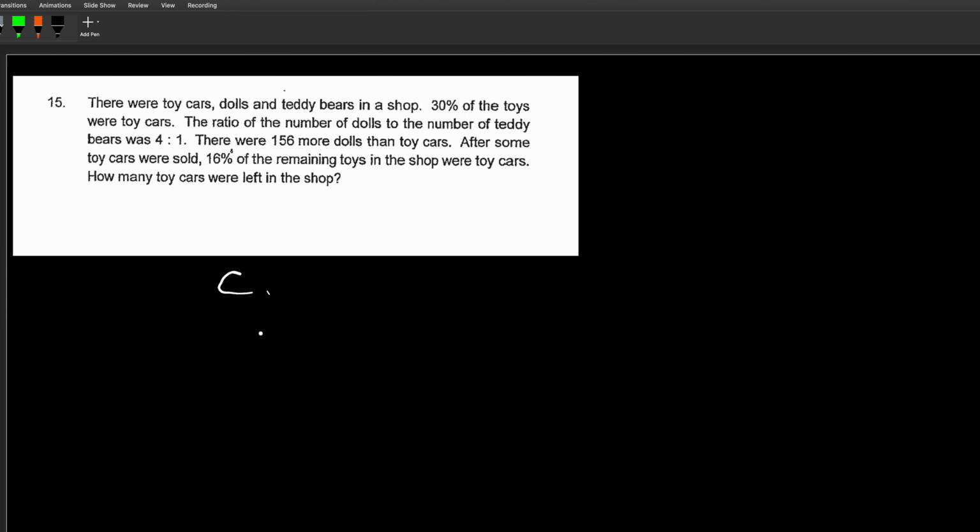No, nothing. And then the toy, I don't know. T. Never mind. It's okay. I just put CD. After teddy bear, I use T. Okay? Good. 30% of the toys were toy cars. So 30% of the toys were toy cars, right?